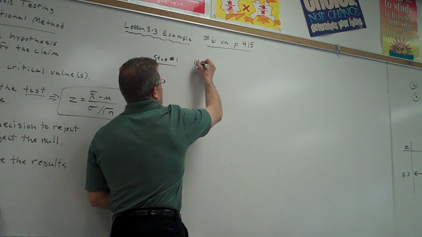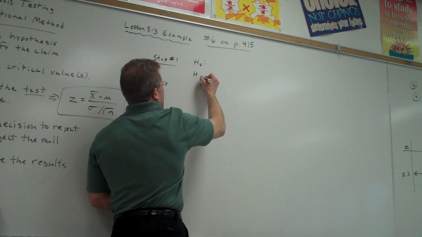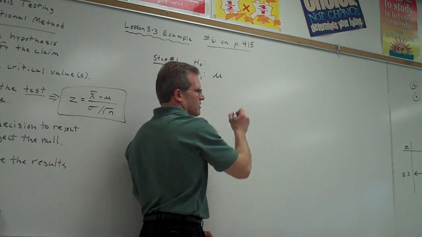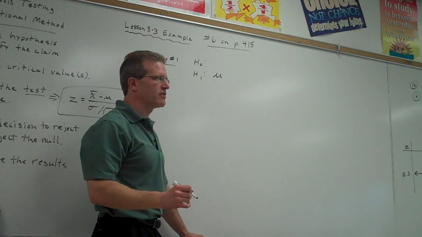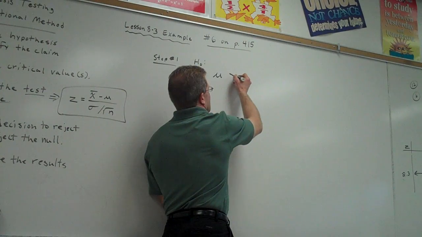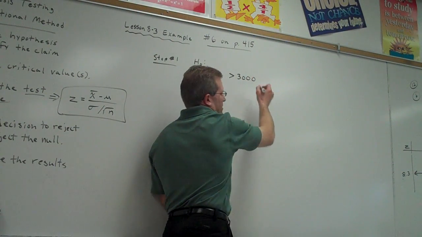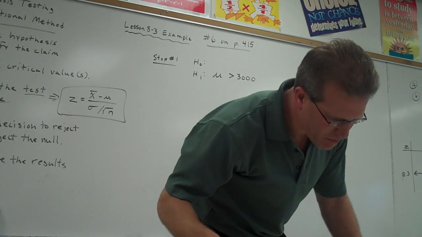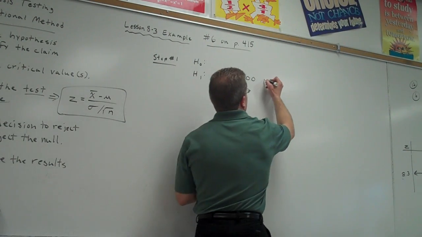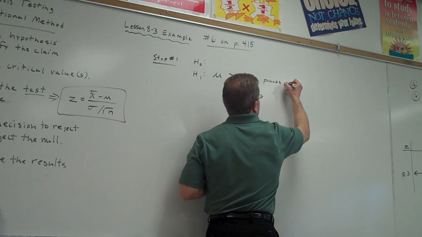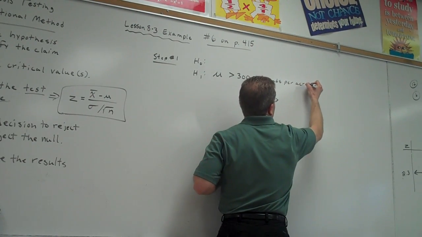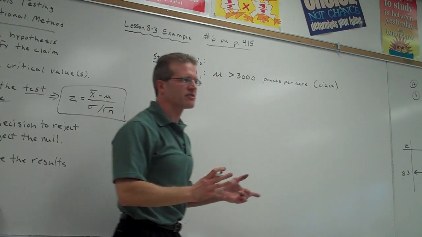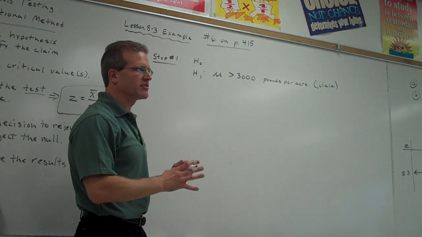We're going to write out our null hypothesis and our alternative hypothesis. The question is, has the average amount per acre gone up? Has it gone above 3,000 pounds? Yep, 3,000 pounds per acre. And that's what they're asking about. We're going to call that the claim. Whatever they're asking, that's the claim. They're claiming that it's gone up.